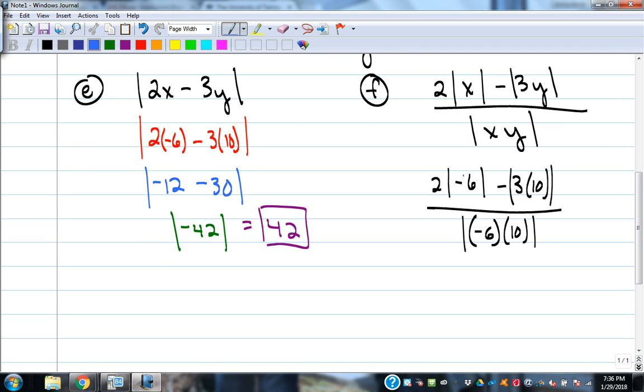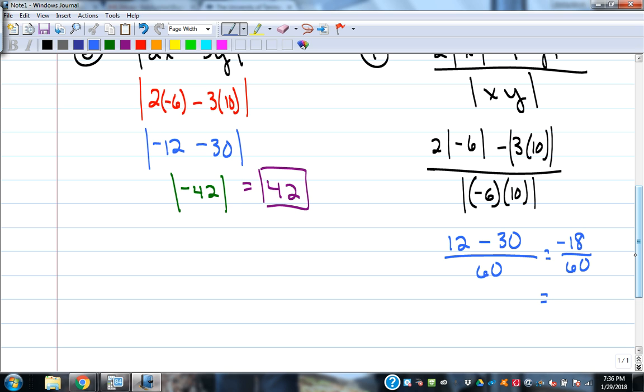So the absolute value of -6, 6. 2 times 6 is 12. 30, absolute value of that is 30, and then absolute value of negative 60 is 60. So I just got to simplify from there. Negative 18 over 60, which is going to reduce. I know 6 goes into 60 and 6 goes into 18. So negative 3 over 10, which is all the way reduced.